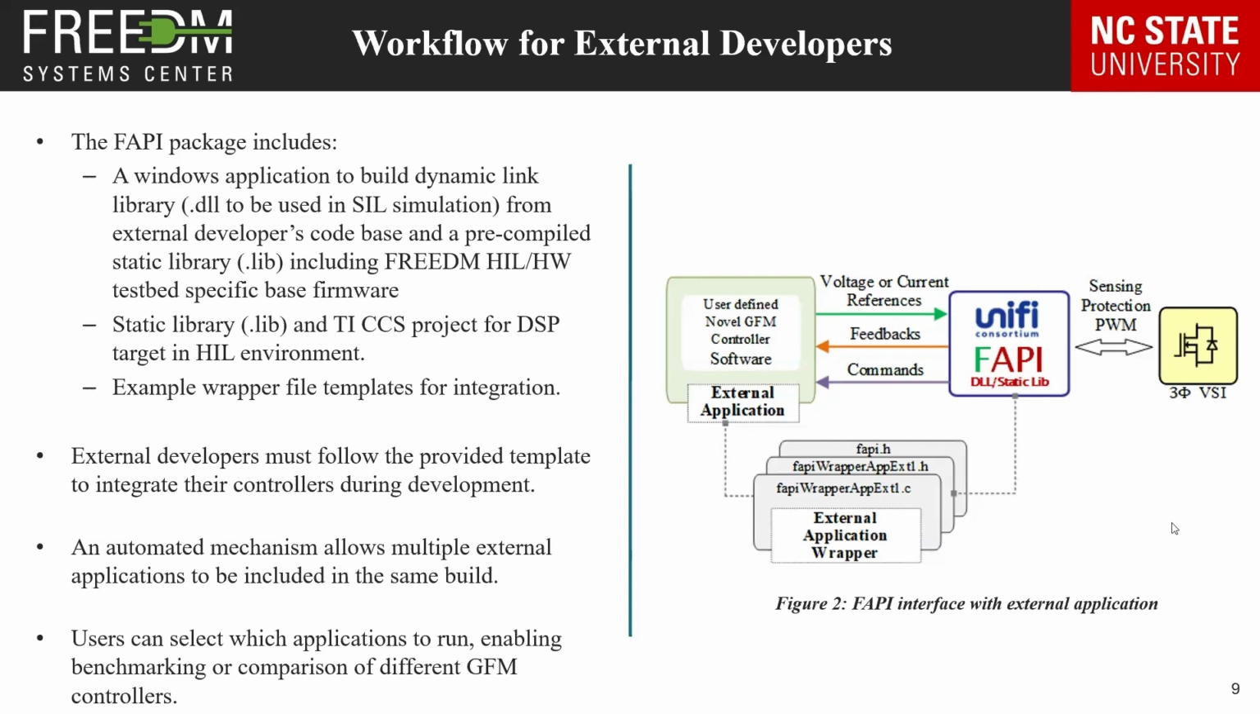The external application wrapper comes with three files. The first one is the fapi.h, which provides a set of data structures and function prototypes for the FAPI-based external application modules that will be integrated with the FAPI library. The second one is the FAPI wrapper app external one.h. This is the header file for the FAPI wrapper app external one.c, which externalizes FAPI feedback and command input and reference output pointers.